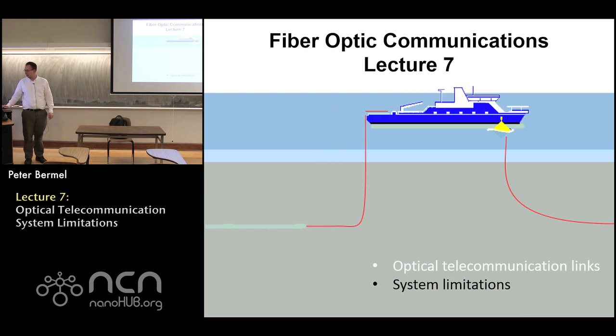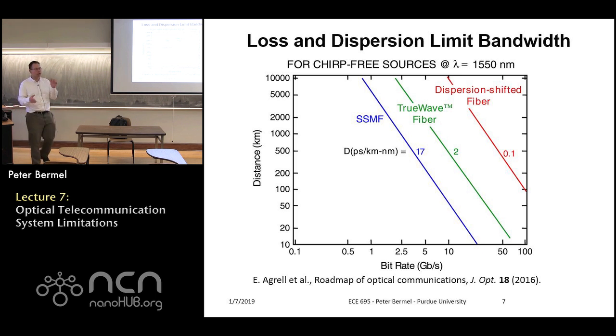Okay, if no questions, let me talk a little bit about the limitations on these systems. One big limitation, of course, is the issue of loss, which we alluded to a few minutes ago. But there's another issue which is almost equally important, which is dispersion. Remember we said the time difference of arrival of signals at different wavelengths is going to limit the bit rate at which we can communicate.